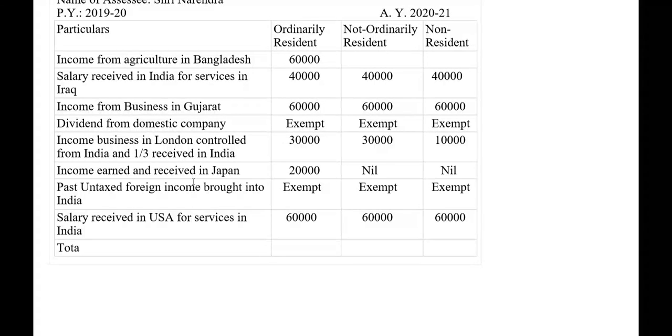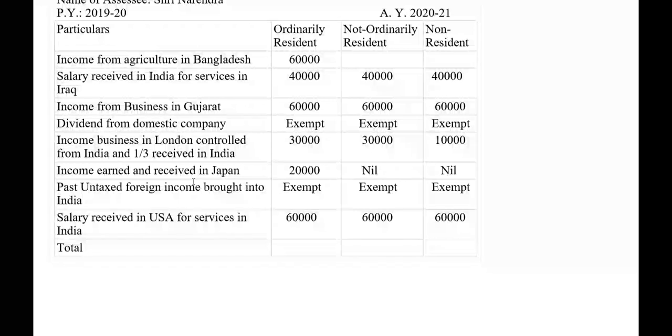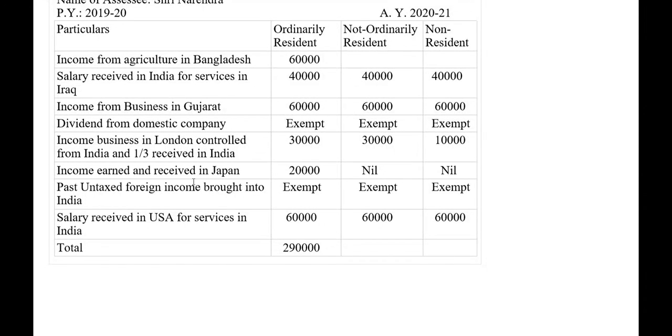So now let us take the total. In the first case it will be 60,000 plus 40,000 plus 60,000 plus 30,000 plus 20,000 plus 60,000, which comes to a total of 2,90,000. Then 40,000 plus 60,000 plus 30,000 plus 60,000: 1 lakh, 130, 190, so 1,90,000. In the last case it is 40,000 plus 60,000, 1 lakh, 110, plus 60.